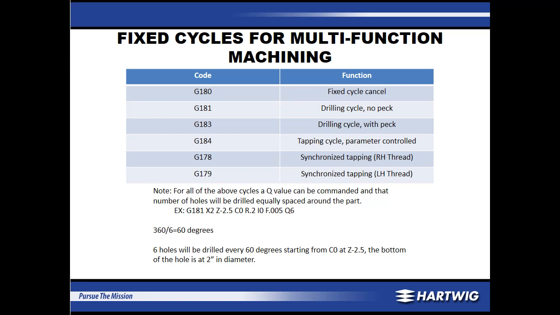For all of the above cycles, you can also use a Q value for the number of holes equally spaced around the part. And the machine will take 360 divided by the number of holes. In this example, we're using 6. And the result would be 60 degrees in this case. So 6 holes will be drilled every 60 degrees, starting from my coordinate C0, drilling to Z of minus 2.5 inches on a 2-inch diameter bolt hole circle.